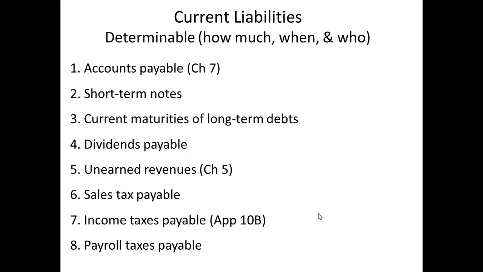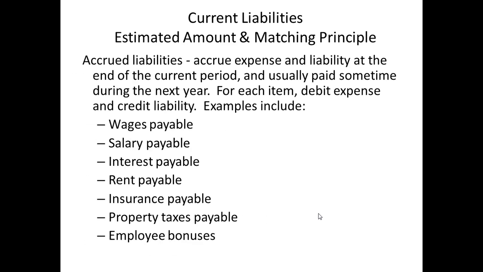Examples of current liabilities, well, definitely determinable, meaning how much, when, and who to. If we know those things, we make journal entries for these types of current liabilities. And they should look pretty familiar because we've seen them in the past. The other type of current liability is those estimated ones, and these estimated liabilities come about because of accrual accounting, where we accrue or expense it now and we'll pay it later. And here are some great examples of those.